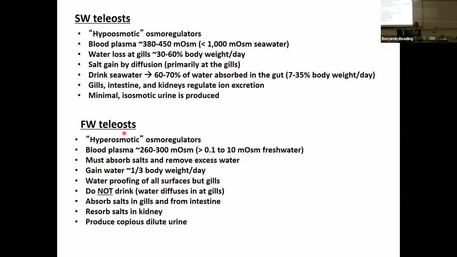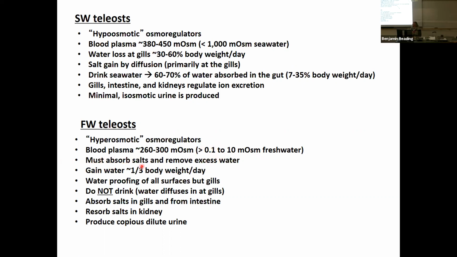Now, freshwater fish are hyperosmotic osmoregulators. Their blood plasma is a little bit more dilute than a saltwater fish. Again, 260 to 300 milliosmoles. I always like to say 1/3 of saltwater. But fresh water is not distilled water. There is solute in fresh water, usually somewhere between 0.1 to 10 milliosmoles worth of salt. So it's not distilled water.